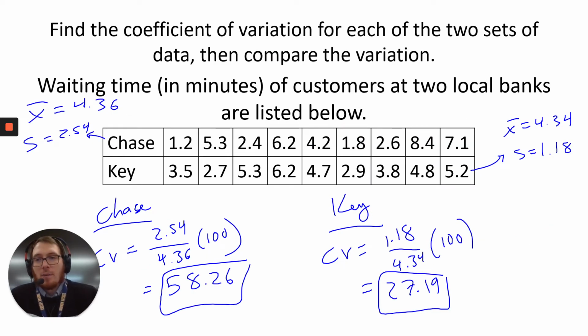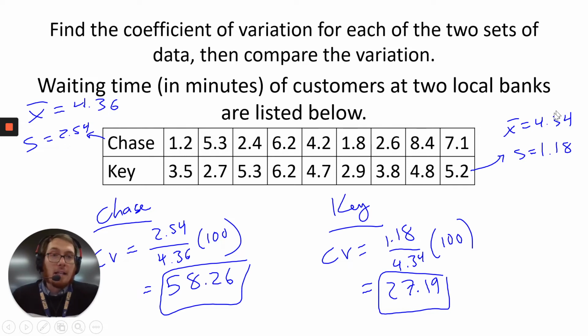Okay, for this question, we're looking at the coefficient of variation for Chase and Key Bank. The goal here is that we have to find the mean and standard deviation of both. Okay, so here's Chase Bank. I just plugged it in StatCrunch and did one of our summary stat columns. I get a mean of 4.36 and a standard deviation of 2.54.